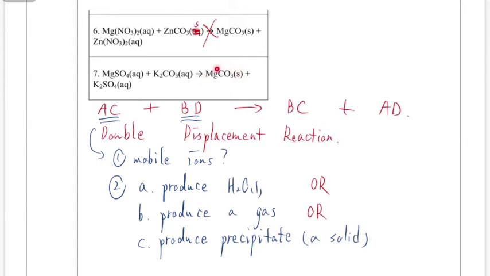The product formed is magnesium carbonate, which is a precipitate in solid state, and also potassium sulfate, which is a soluble salt, so in aqueous state, dissolved in water. So if I fill in C, it produces a precipitate, a solid, so this reaction would take place.